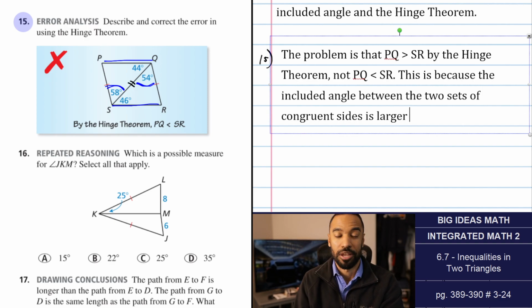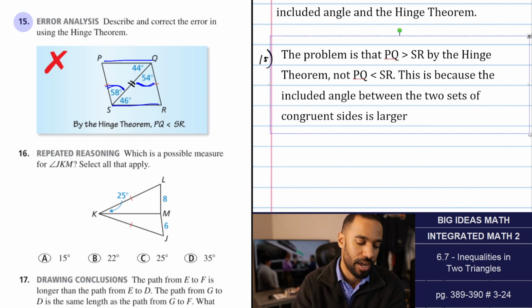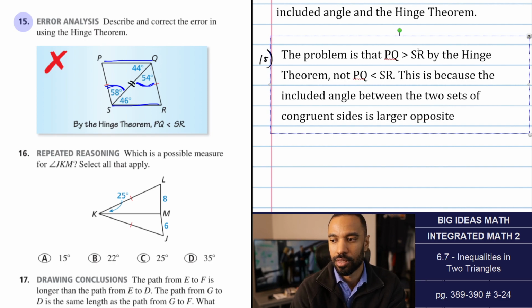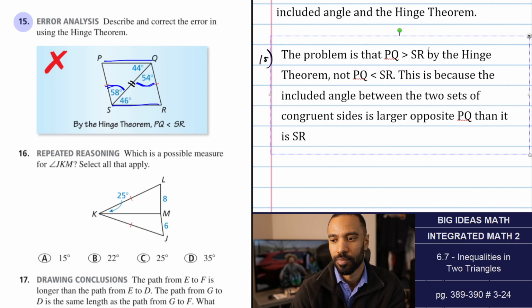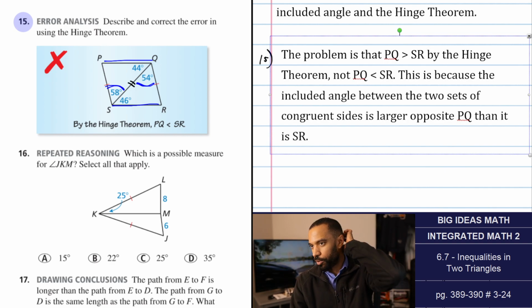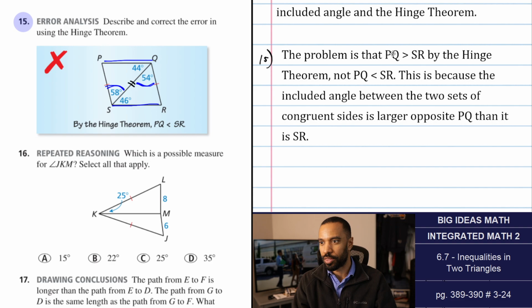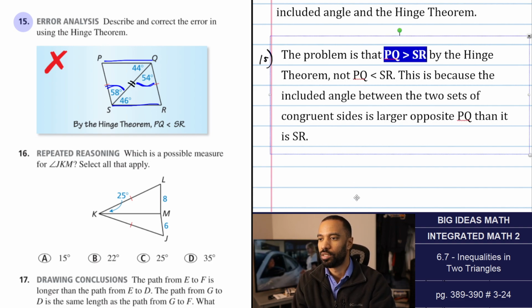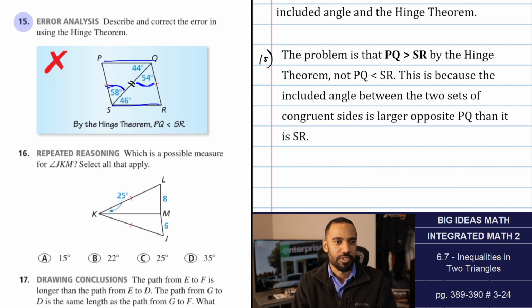Well, the measure of the included angle is larger opposite PQ than it is opposite SR, right? 58 degrees versus 54 degrees. So that's the comparison. So PQ is greater than SR is the correction. That's by the Hinge theorem. That's number 15. Okay, let's look at number 16.